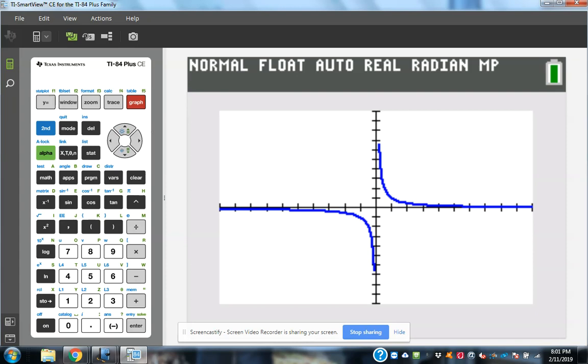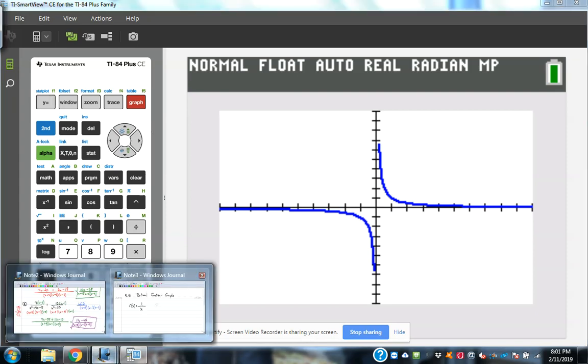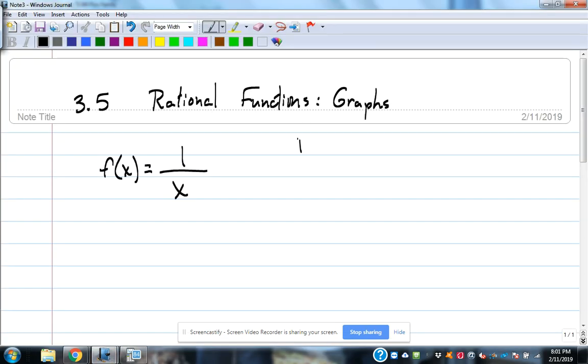When you start changing that, you can take this graph and pick it up and move it up, right, left, up to the left, down to the right. You can vertically stretch it, horizontally stretch it, compress it, and all those things. There's a lot that can happen to it. Let's talk about the basics of a rational function.